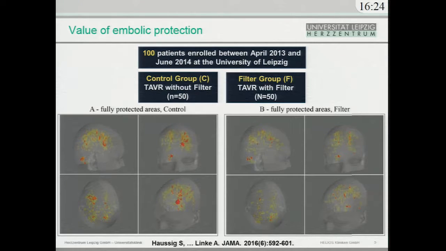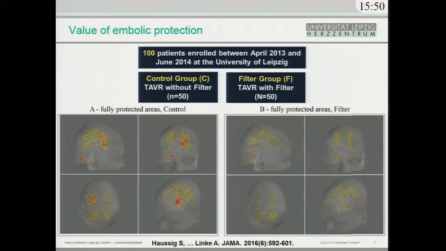In this frame, we have superimposed 100 MRI frames, which have been collected on patients undergoing percutaneous valve replacement. On the left side, you see the control group. These are patients who have been treated without a filter, and you can see that there are many red dots throughout the brain. These red dots stand for a clinically inapparent stroke.